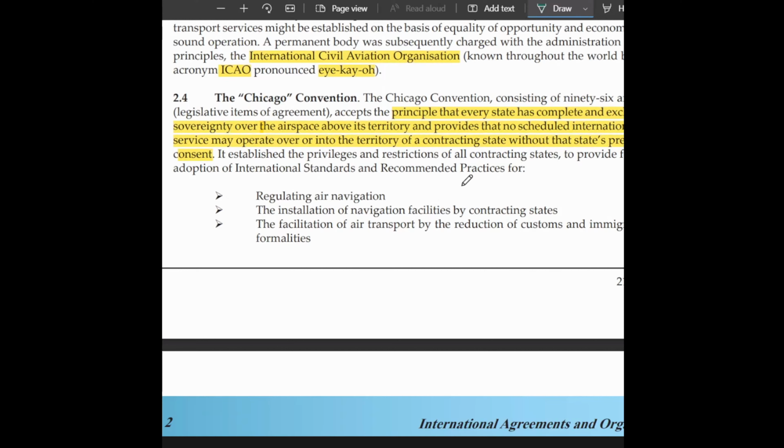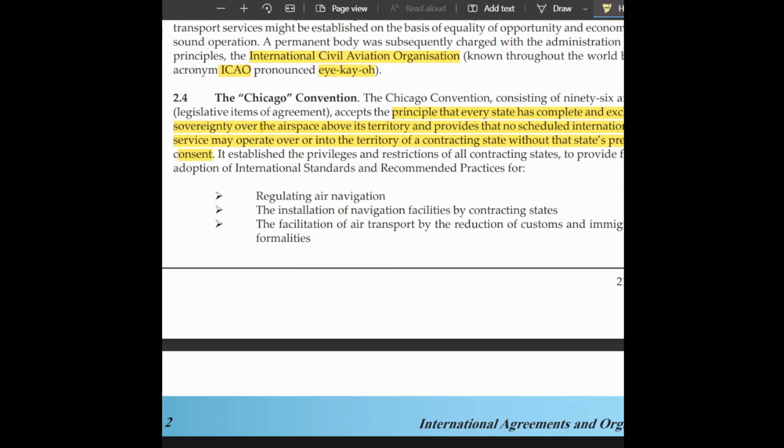The convention was on 7 December 1944. Again, the years are not too important. Just for memory, I just keep it 7 December 1944.